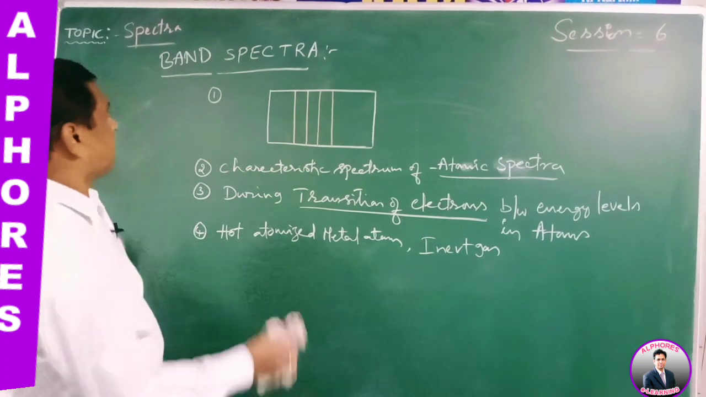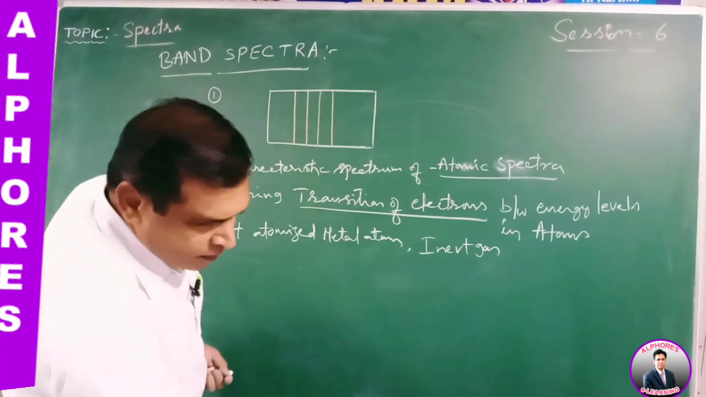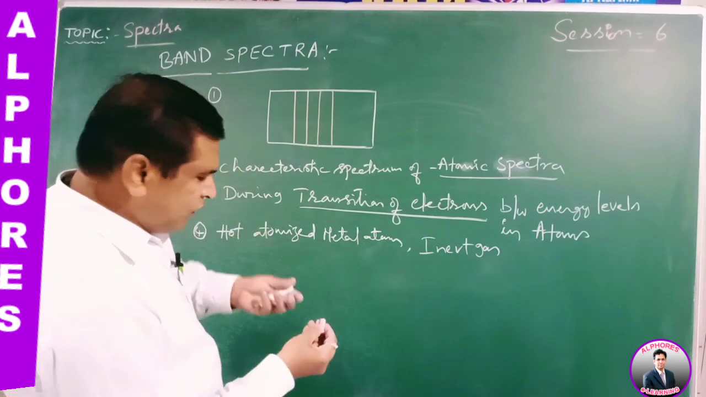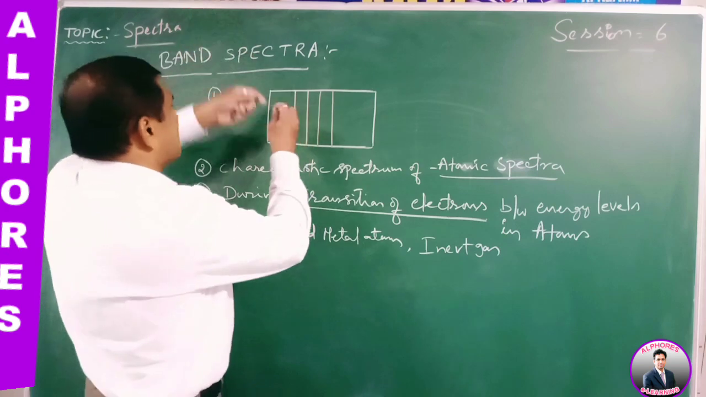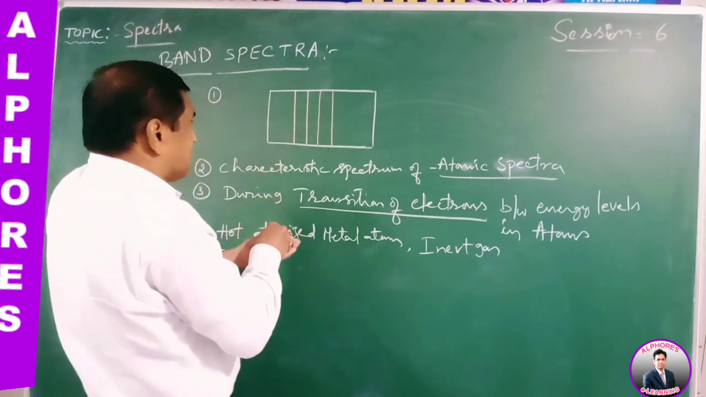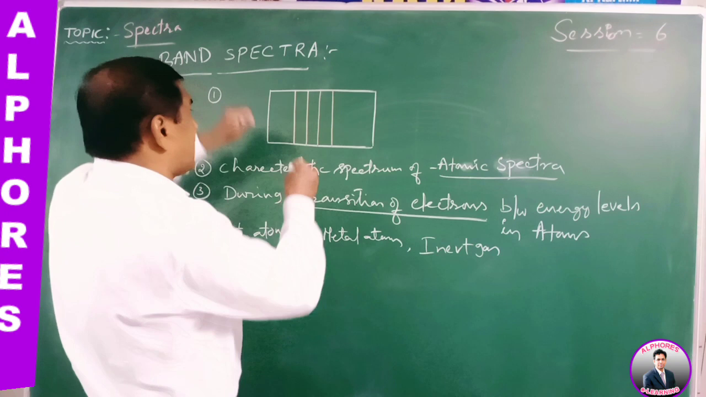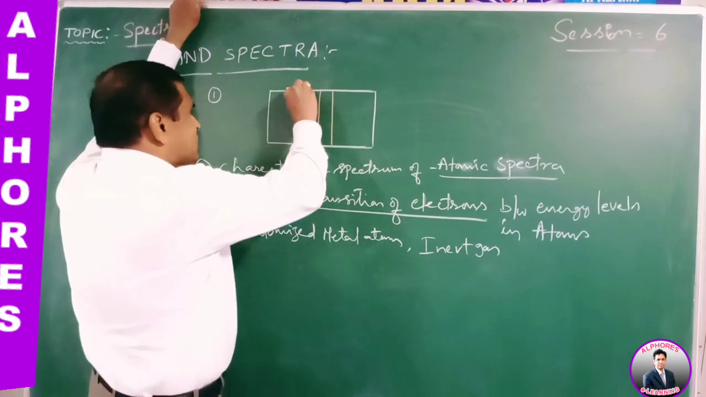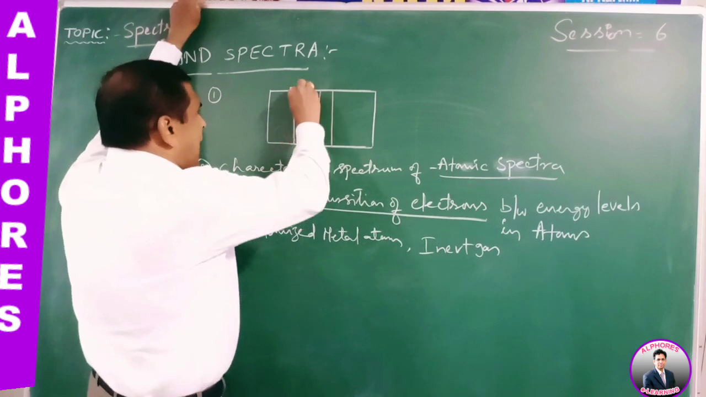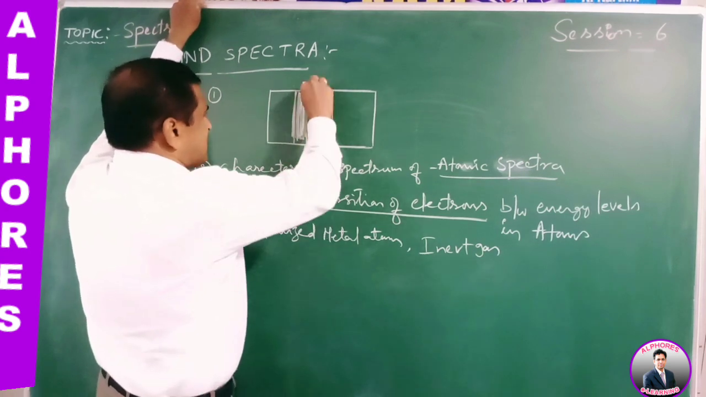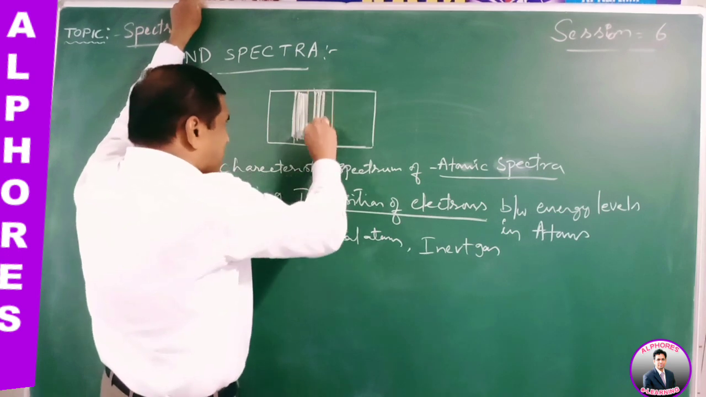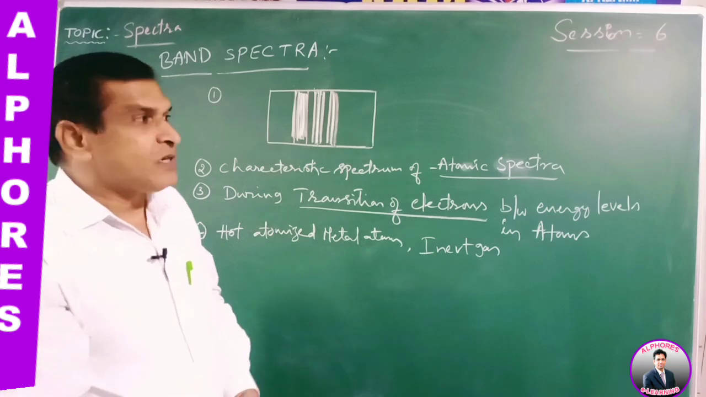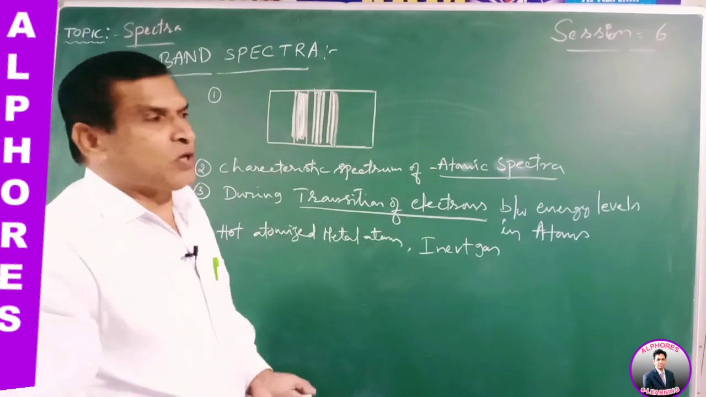Band spectra. The spectra in which the spectral lines are arranged closely appear in the form of bands. That is why it is called band spectra.